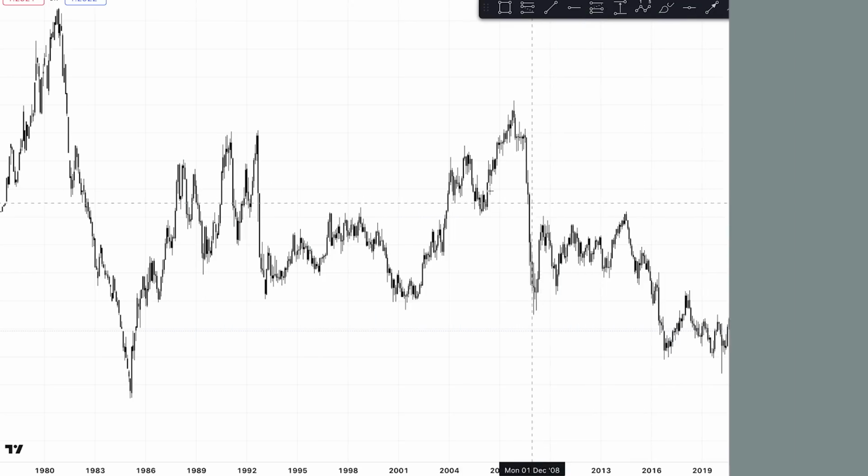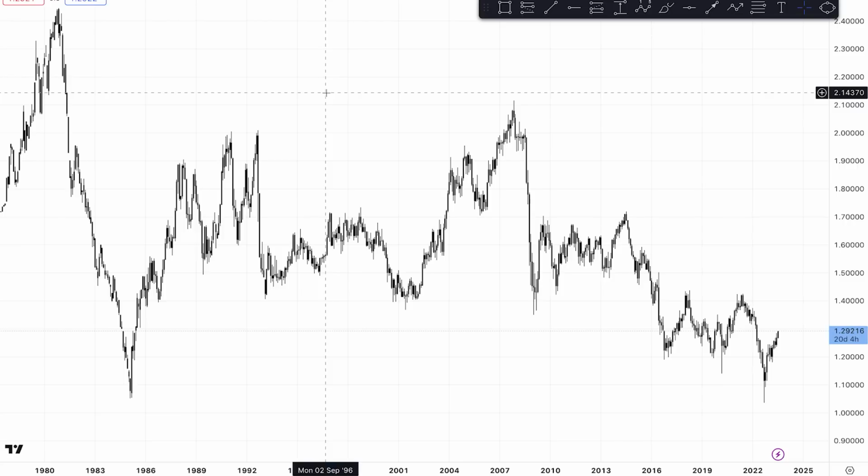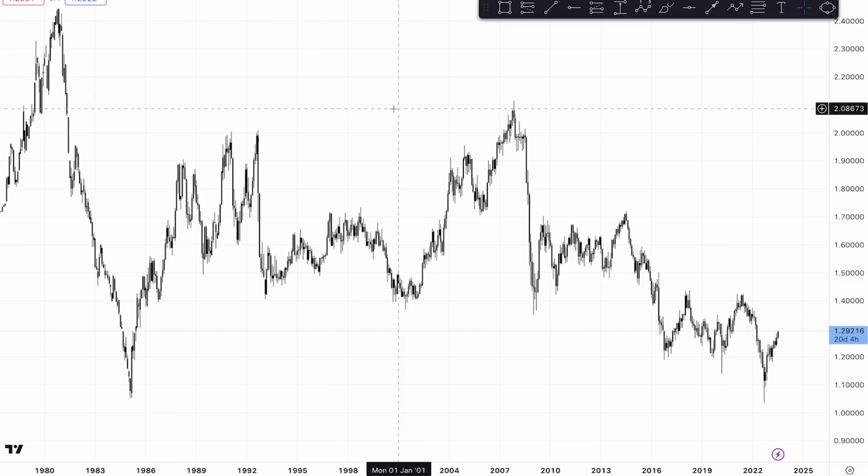Now let's not waste any more time. Let's jump straight into the video. Okay guys, so here we are on GBPUSD. We're on the monthly time frame and we're going to be breaking down our top-down analysis, okay?